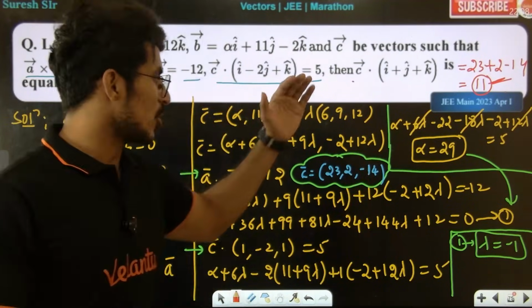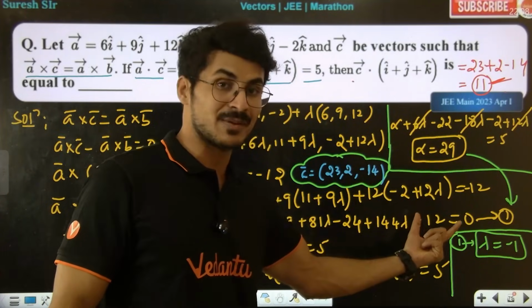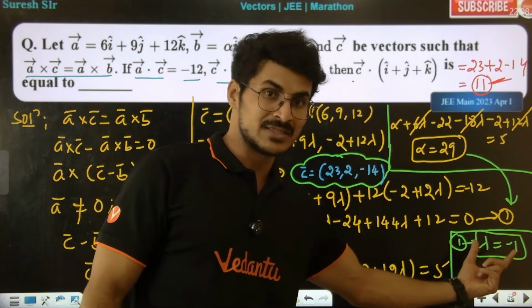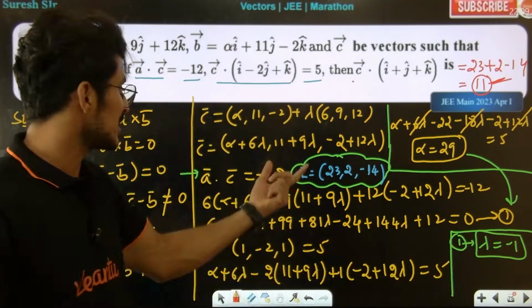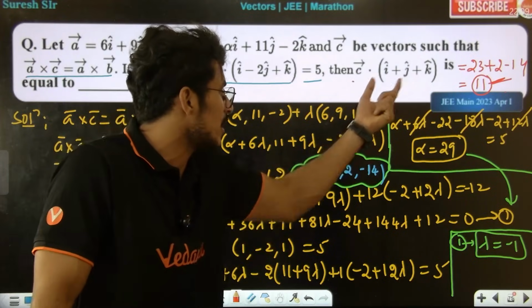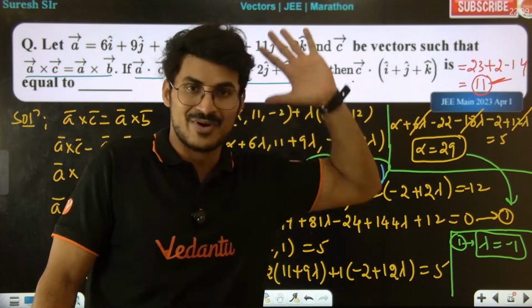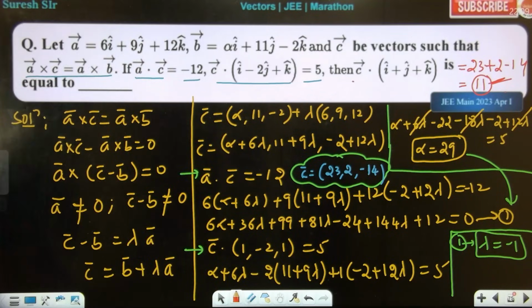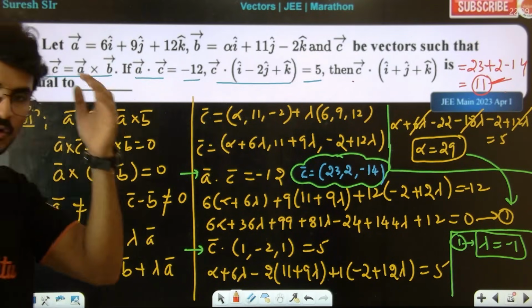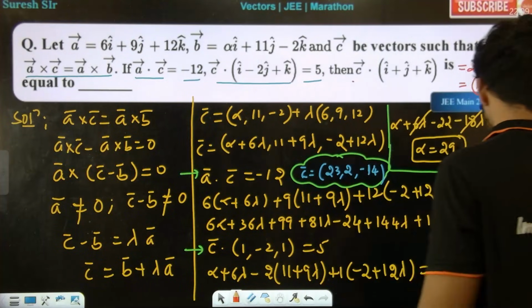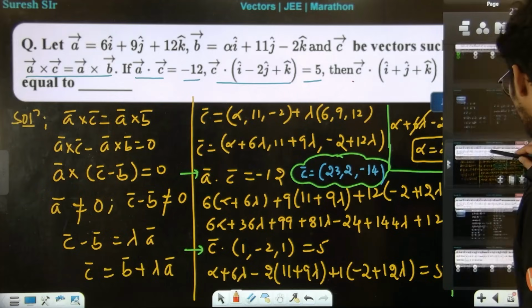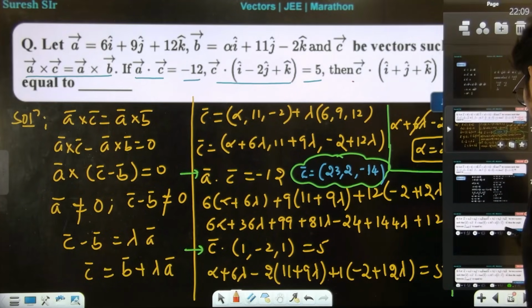You understand? I got alpha value 29, put the alpha value in equation number 1, and got lambda value minus 1. So for lambda value minus 1, this is the C vector, and taking C dot the vector: 23 into 1, 2 into 1, minus 14 into 1. Adding gives 11 as the answer. Right? Wonderful. We'll move forward now.